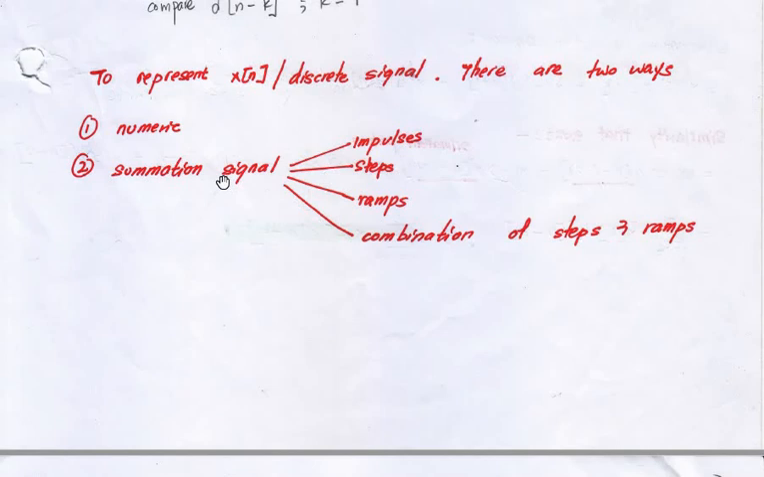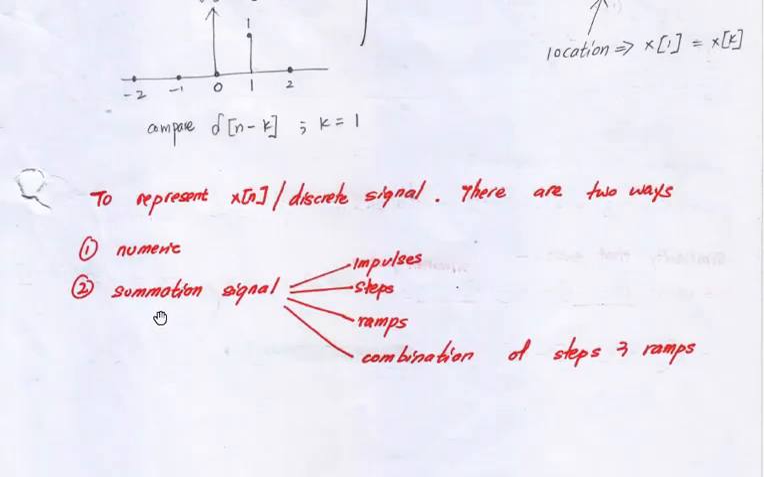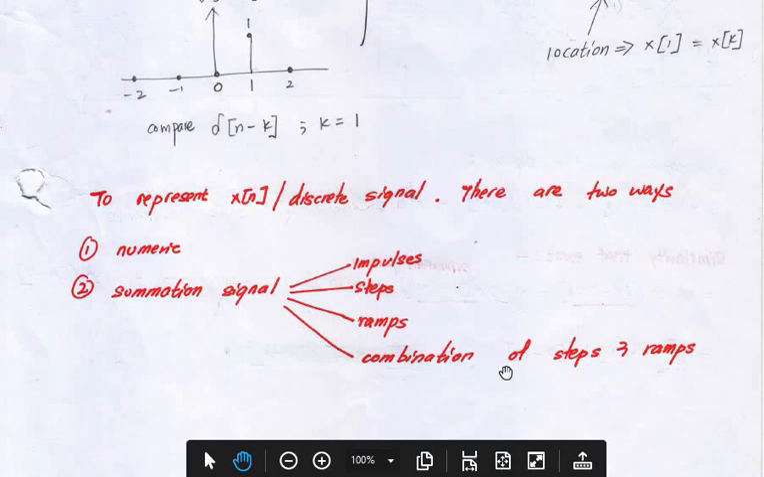Now, to represent the x[n], or the discrete signal, there are two ways. First is a numeric sequence, as I told you just now. And the second one is the summation of signals, either the impulse, step, ramps, or a combination of step and ramps.